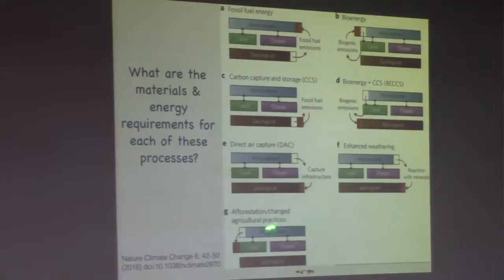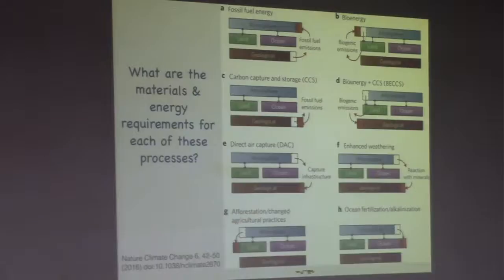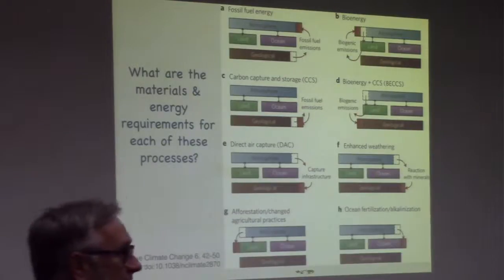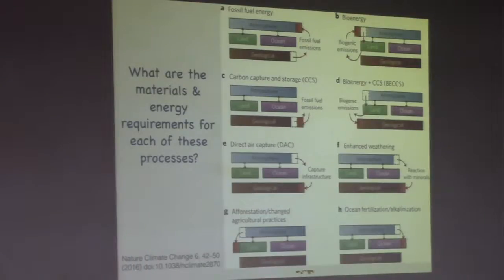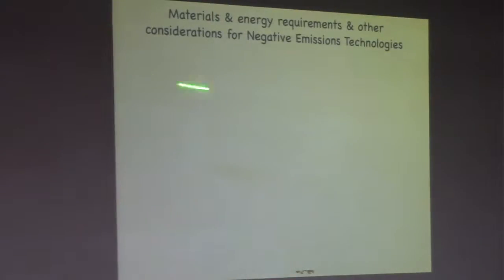Afforestation, take it out of the atmosphere, put it in the land. Ocean fertilization, take it from the atmosphere and put it into the ocean. So these are the ways to visualize how these work in terms of these models, or bathtubs, for carbon. And so now we have to look at all the requirements necessary to accomplish this.